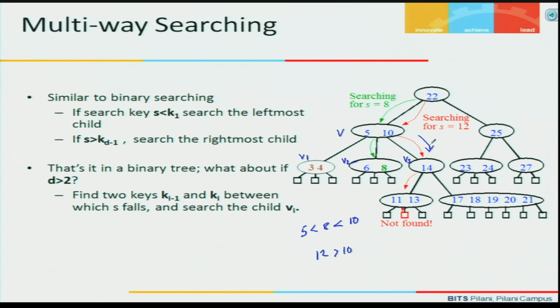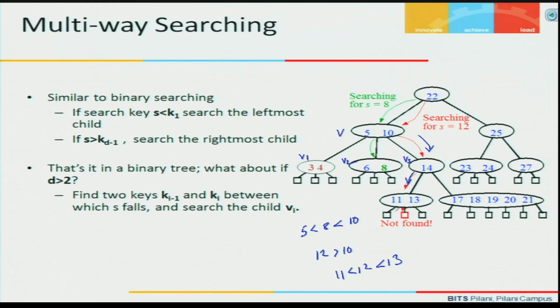With 12 and 14, we know 12 is less than 14. So, we go to the left subtree and we come here. Compare it with the keys present in the next node, that is a 3 node. So, we will compare it with 11 and 13. What do I know is 11 is less than 12 is less than 13.